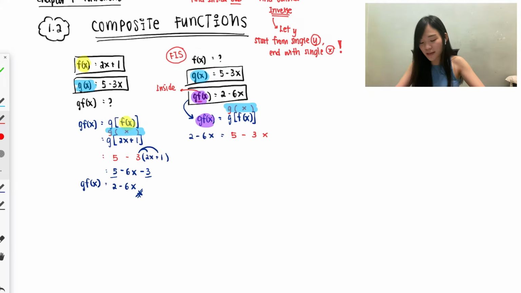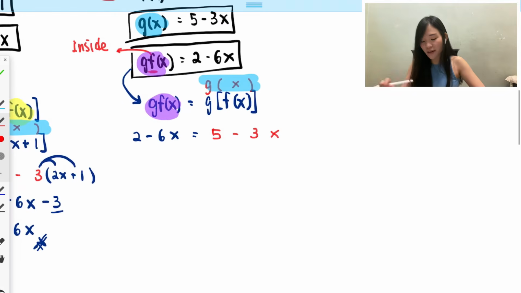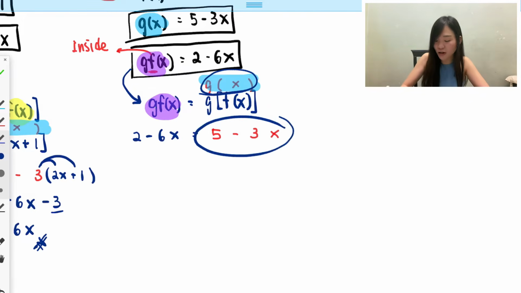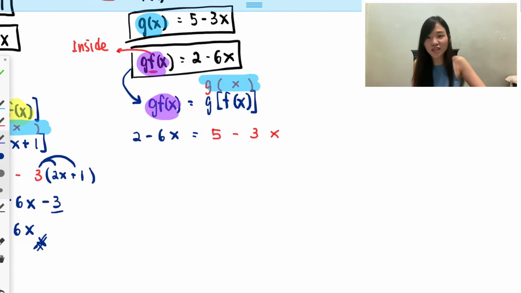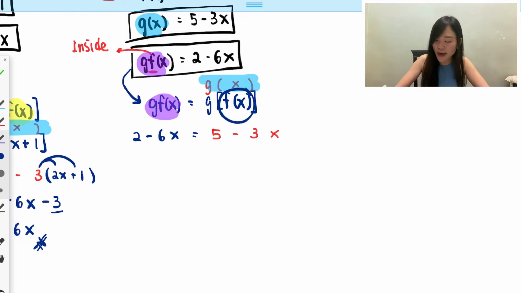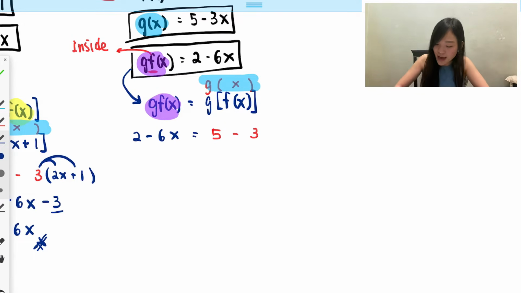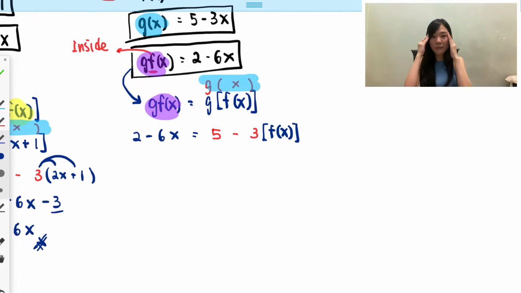So I repeat again. Is it correct if I write like that? No. Why? Because if they write gx, you can copy the gx. But now they didn't write gx, they wrote gfx. So now the x becomes fx. So again, I take my eraser and erase off the x. And the x will become fx instead. So always remember, your x must always follow whatever they write inside the bracket. So now my x will become fx.